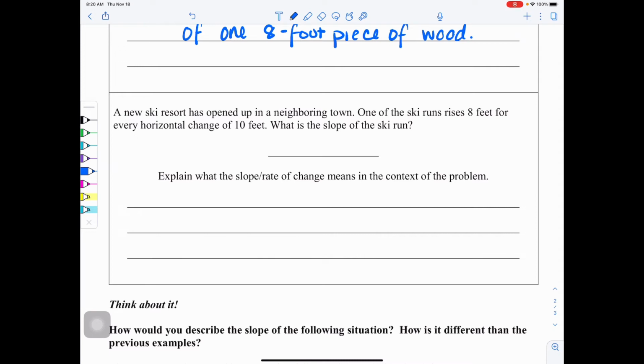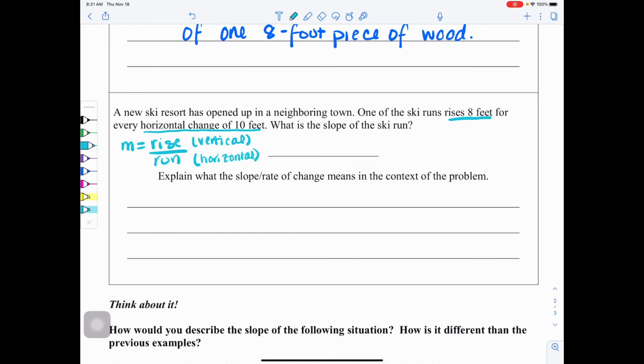So this one's a little bit different. We're not seeing real life units as far as money per gallon or miles per hour, but we are given a ratio within the actual problem. So it says one of the ski runs rises 8 feet for every horizontal change of 10 feet. So remember, slope is rise over run. Rise is your vertical change. Run is your horizontal change.